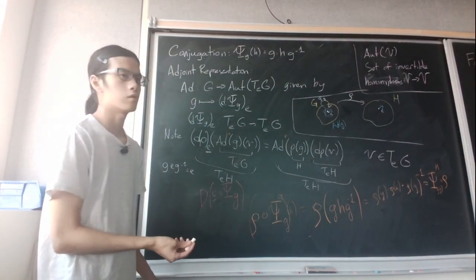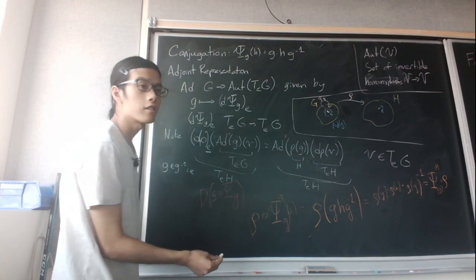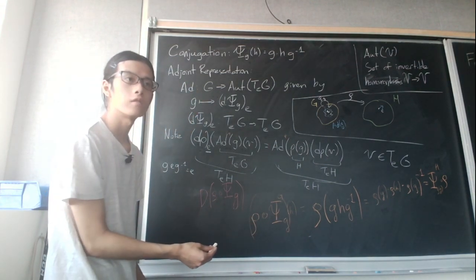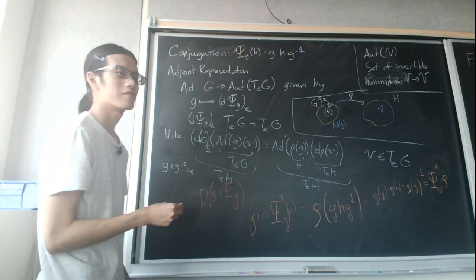I mean, it's the second part. I'm trying to say why the adjoint representation is just the derivative of psi of g. Why is it the derivative? Because I defined it to be that. Yeah, exactly. It's defined to be the derivative of psi, by definition.